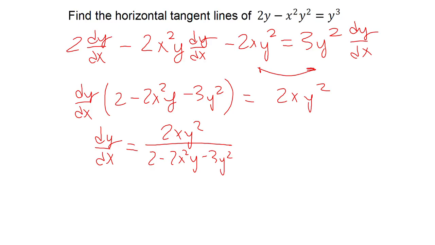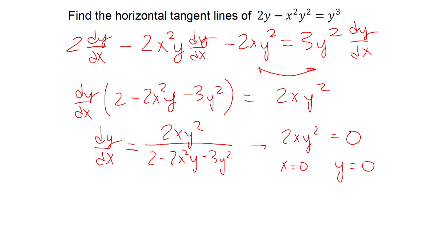And so to figure out when we have a horizontal tangent line, we just need to set that derivative equal to 0, which really means we want the numerator to equal 0. And then we'll check those values to make sure we don't end up making the denominator 0 as well. So with 2xy squared equal to 0, we can pretty much right off the bat see that if x is 0, that's going to be 0. And if y is 0, that's going to be 0.